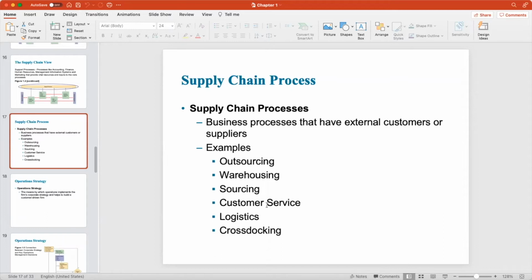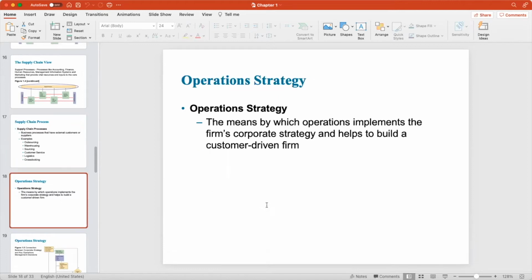But the core idea is that this is the process that collaborates among your supplier, yourself, and your customers. Everything related to those relationships can be included within the supply chain processes. Now for the operational strategy, this will include both your internal operational process and your external, horizontal supply chain process. So this will be a very huge thing that we will deal with within the whole semester.